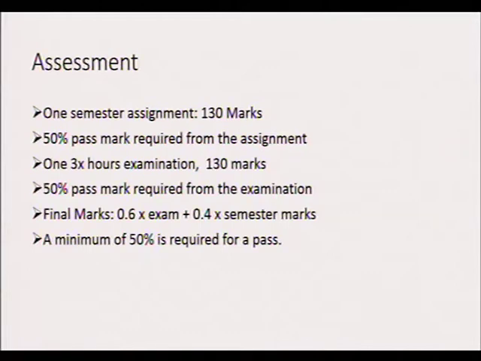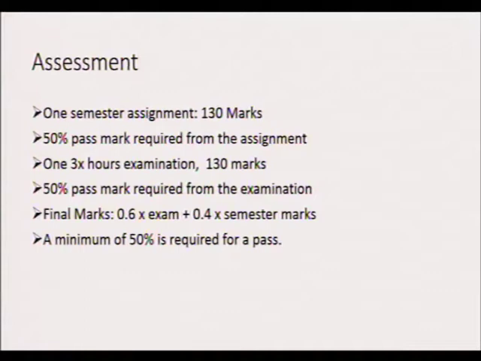Okay, the assessment for this course. I understand probably most or all of you have already written an assignment that was marked a few weeks ago. You wrote an assignment out of 130 marks, and you are expected to get 50% to be qualified for the upcoming exam. The upcoming exam is in August. Already start preparing as much as you can.